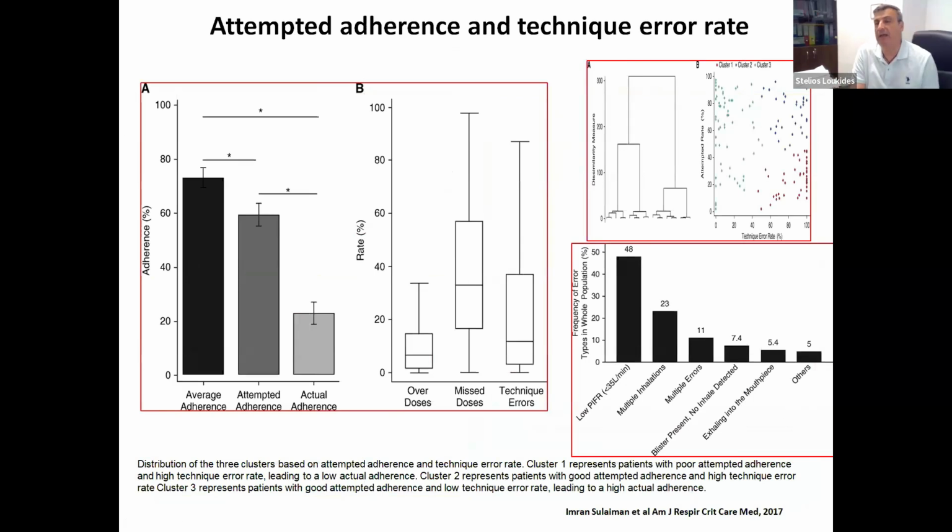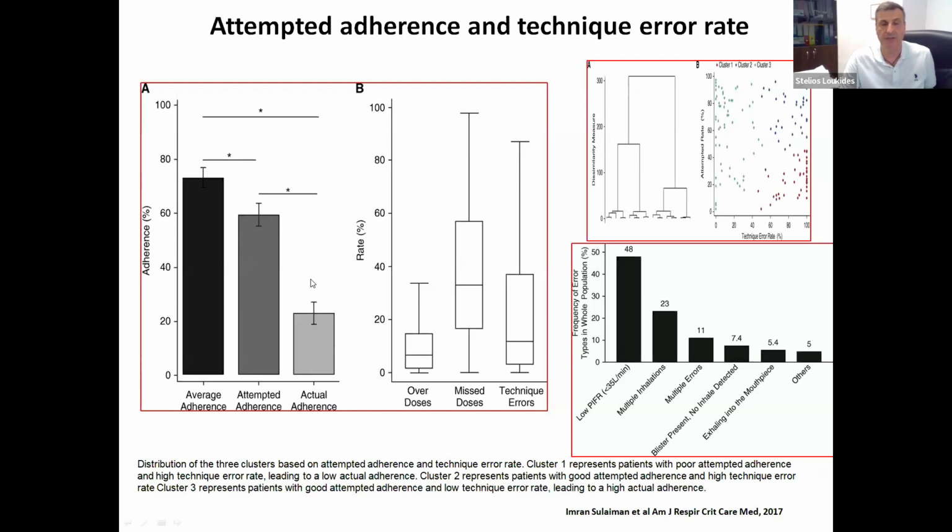And this is another study which was published in the Blue Journal many years ago, which is a study involving three clusters. The first cluster represents patients with poor attempted adherence and high technique error rate. The second cluster represents patients with good attempted adherence and high technique error rate. And the last cluster represents patients with good attempted adherence and low technique error rate.